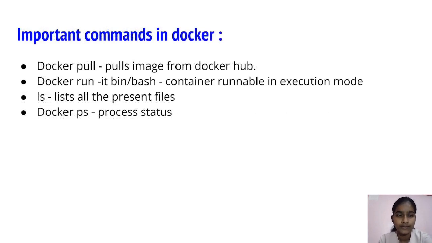Now let's see some simple important commands in Docker. First one is docker pull. It pulls the image from Docker Hub. All the images are present only over Docker Hub. And then is docker run. With /bin/bash, the container is runnable in the execution mode. And then ls is the simple command that lists all the present files. And the last one is docker ps, that is process status.